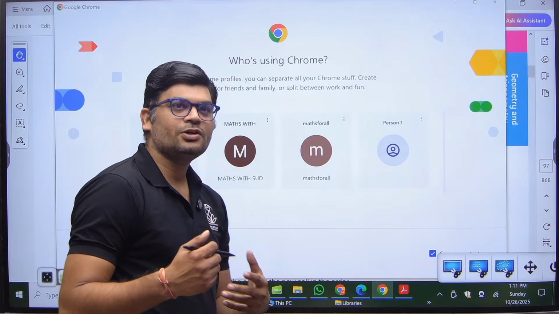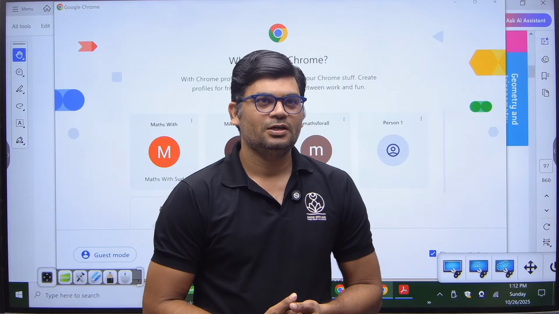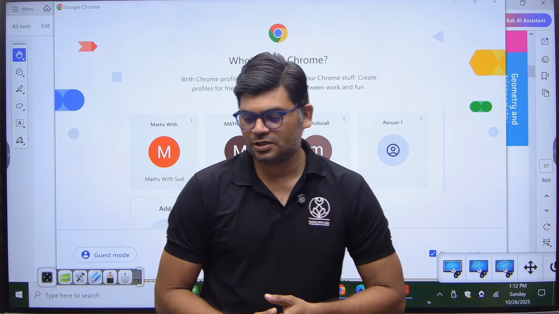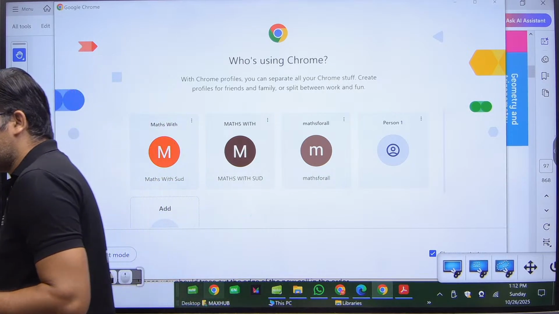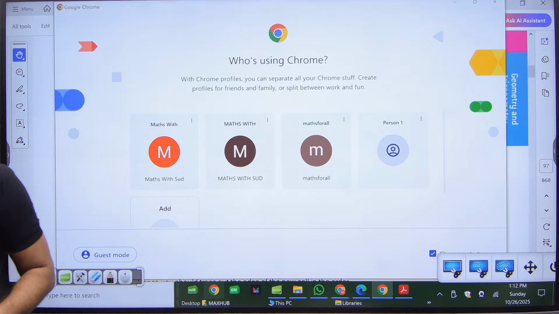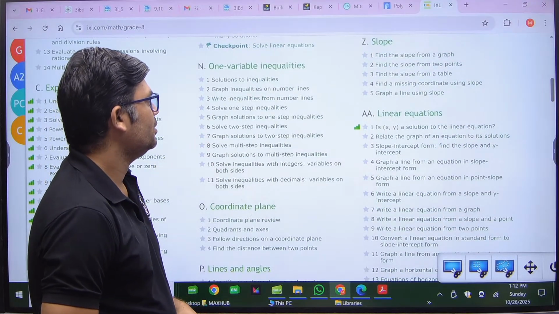And if you can share your screen, it will be better for you to understand because I can do it easily. But if you can share your screen, it will be more beneficial. Or shall I do it at my end? Tell me. So, what do I share? GeoGebra? Yeah, GeoGebra only.